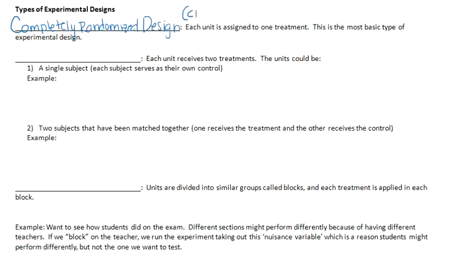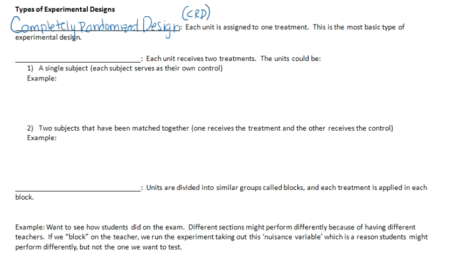Or an abbreviation, we'll call it a CRD. A completely randomized design is when each unit is assigned to one treatment, and each unit has the same chance of being assigned to each one of the treatments. This would be very similar to that of a simple random sample that we discussed during sampling methods.